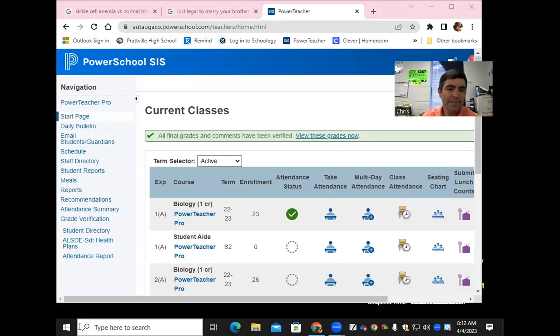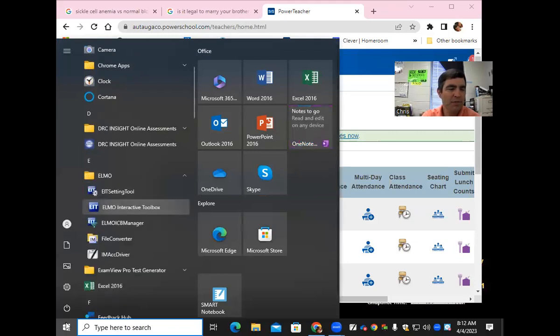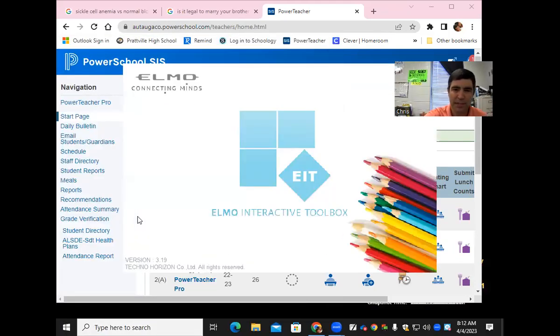What we're doing is more Punnett squares. So I'm going to share my screen with you, and I'm going to open up my Elmo so you can see the problems that we're doing here. You do need paper out to do these problems. You do need paper out.